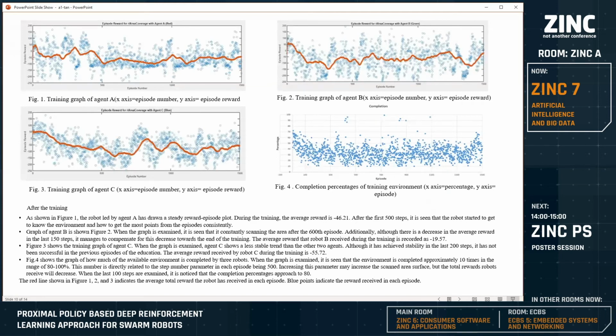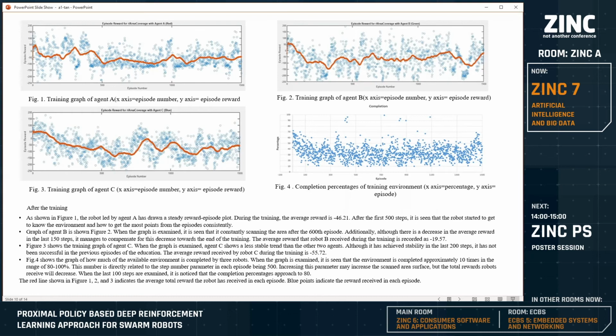And this slide shows the results of this training. Now we have four graphs. Figure 1 and figures 2 and 3 are about the agents, and the last one, figure 4, is about the completion percentage of the training environment.